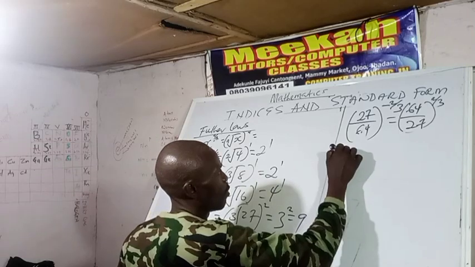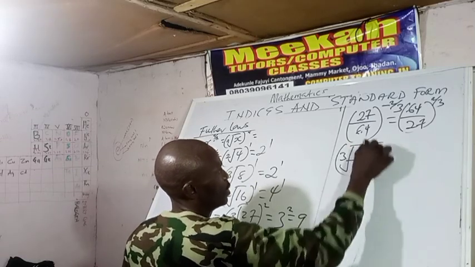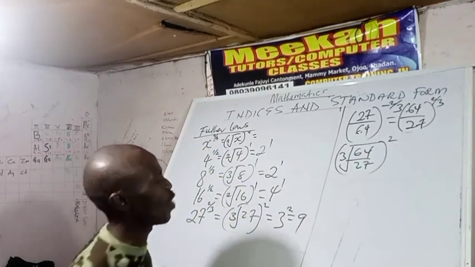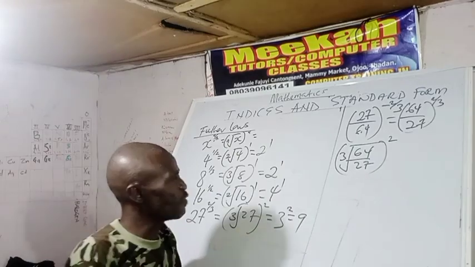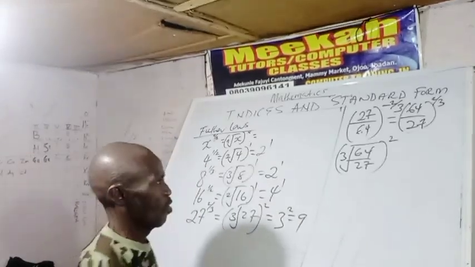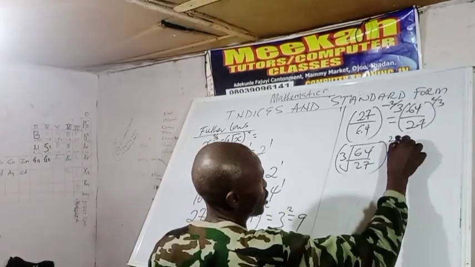Now, this one becomes what? 3 root 64 over 27 raised to power 2. What can multiply itself 3 times to have 64? If you try 2, no way. You try 3, no way. Try 4, you get your answer. 4 times 4, 16. 16 times 4, 64. So this place is 4.